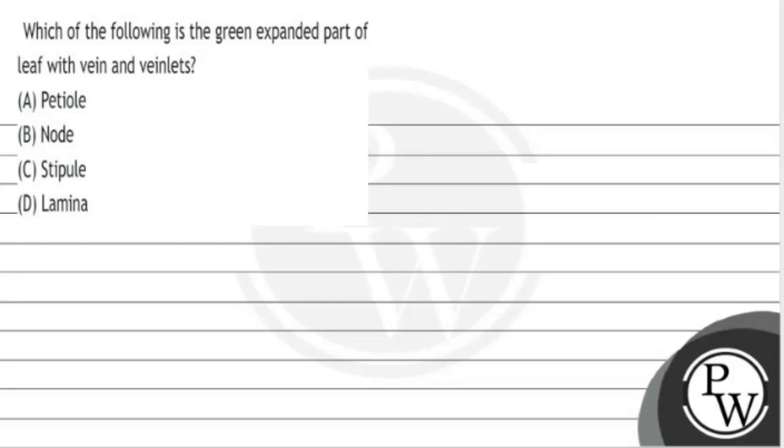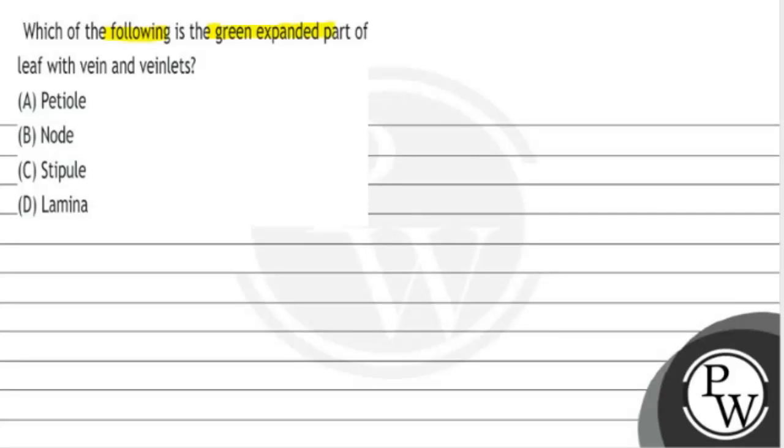Hello बच्चों, let's read the question and the question says which of the following is green expanded part of leaf with vein and winglet. इनमें से कौन सा लीफ का ऐसा पार्ट है जो ग्रीन एक्सपेंडेड पार्ट होता है विद वेन और वेनलेट. We have four options here. First petiole, second node, third stipule, fourth lamina. इस क्वेश्चन के लिए हमारा जो की कॉन्सेप्ट है, key concept for this question is different part of leaf.